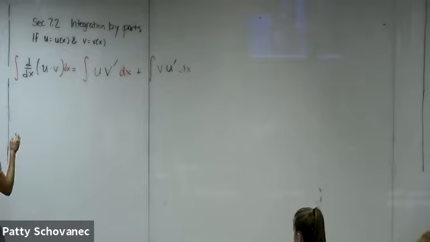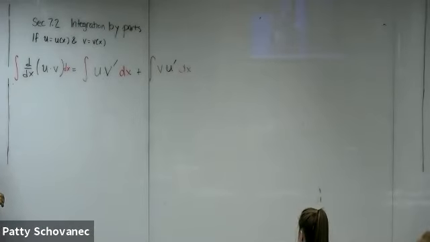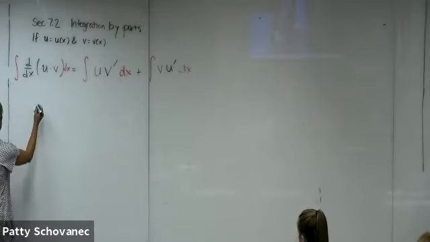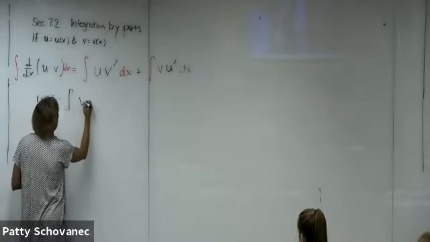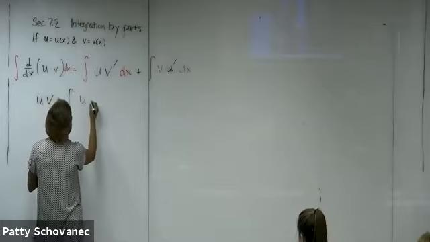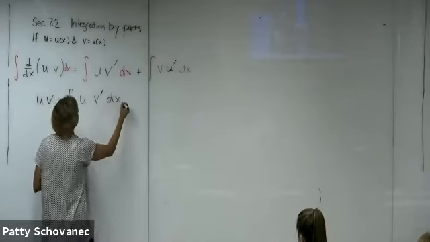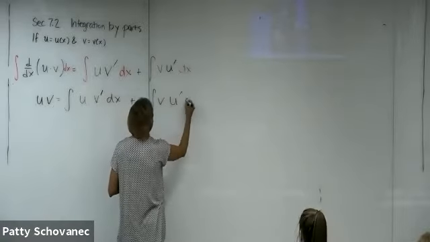But the left-hand side, we're integrating with respect to x something whose derivative appears there. And the integral of a derivative just gives you the stuff inside. u times v is equal to the integral of u times v prime times dx plus the integral of v times u prime times dx.